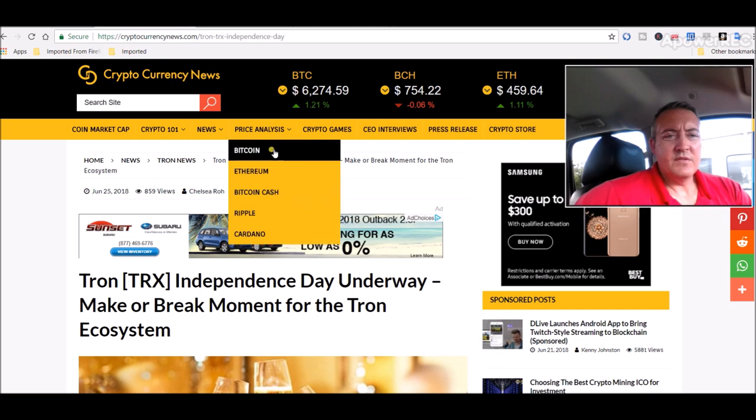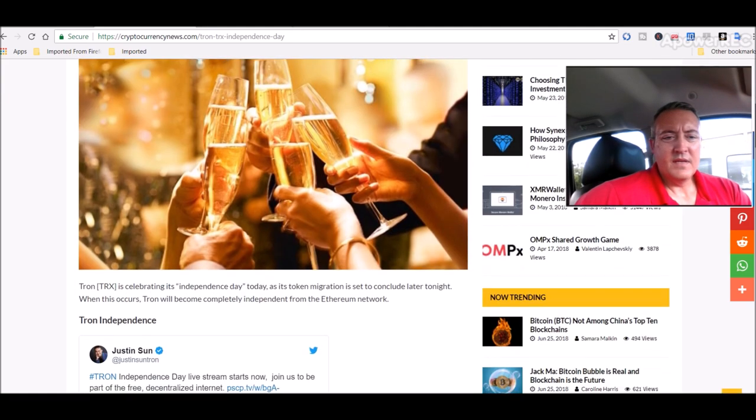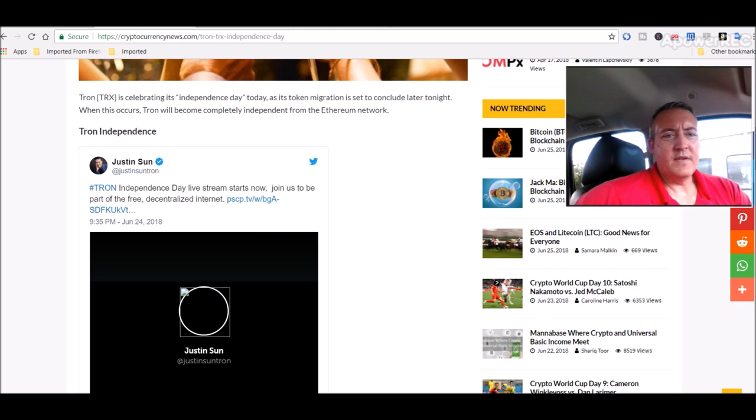All right, so let's head over to cryptocurrency news. Tron Independence Day underway, make or break moment for the Tron ecosystem. Tron is celebrating its Independence Day today as its token migration is set to conclude later tonight. When this occurs, Tron will become completely independent from the Ethereum network.